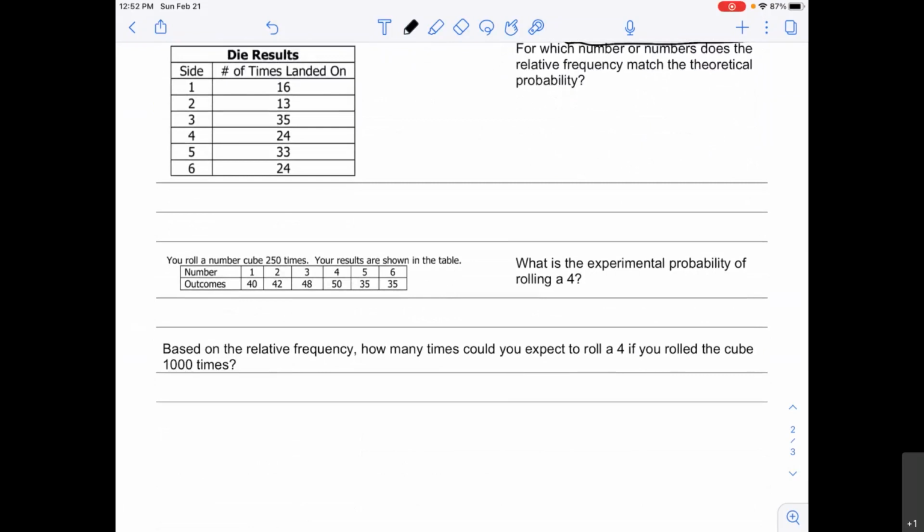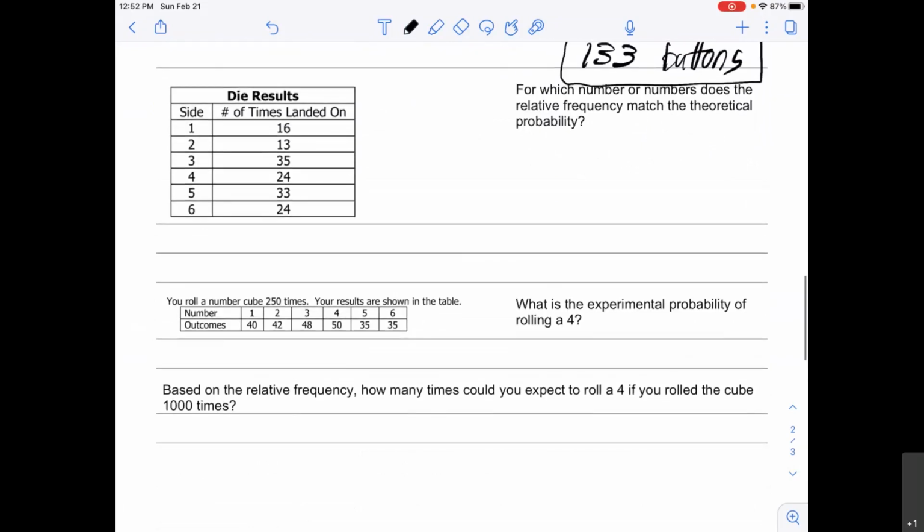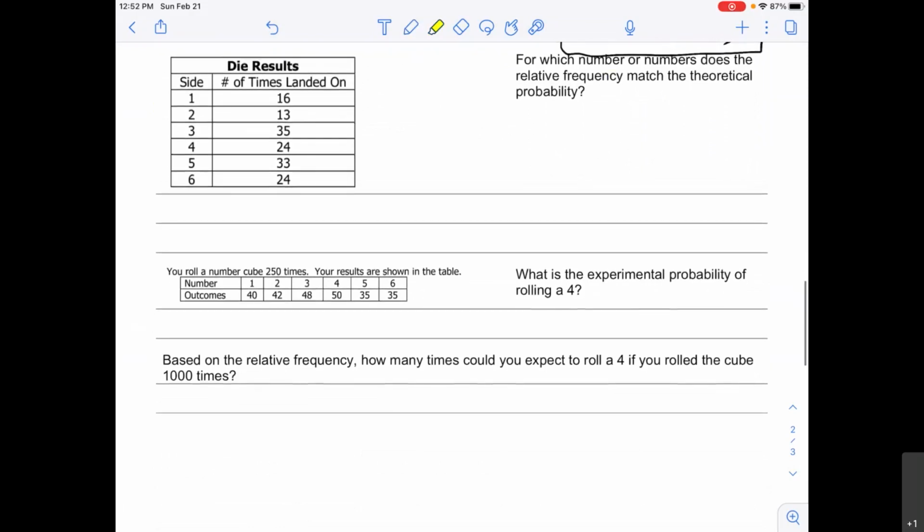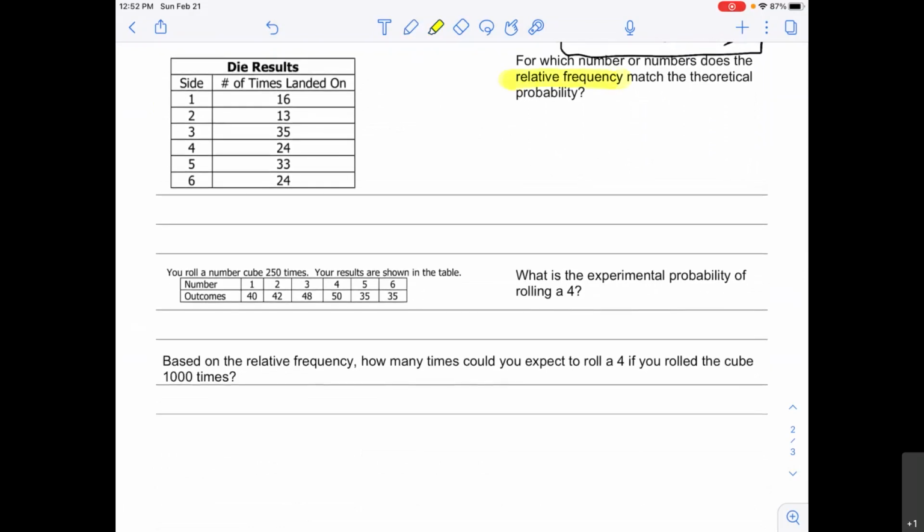So for our next one, for which number or numbers does the relative frequency match the theoretical probability? So let's think about what that means. We know what relative frequency is. Relative frequency is what actually happens in an experiment. Theoretical probability is what should happen. So if I'm looking at this die results for a 1 through 6 die, I know that the probability theoretically of rolling any of these things is 1 out of 6.